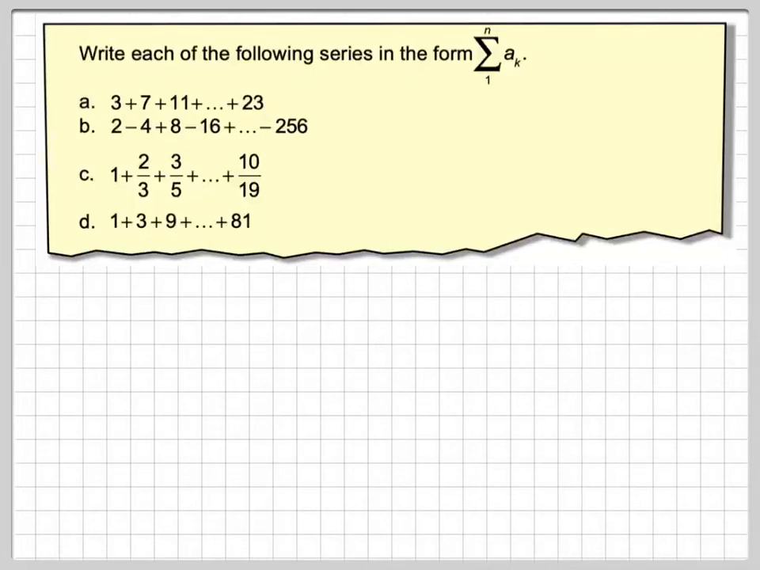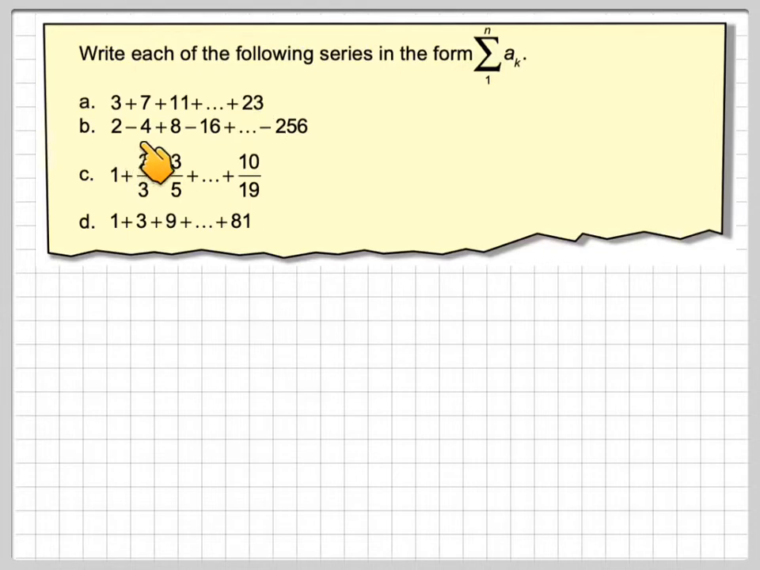Hi, in this video we're going to write a series in what's known as sigma notation. So the question says, write each of the following series in the form of sigma from 1 to n of a of k. So you've got 3 plus 7 plus 11 up to 23.